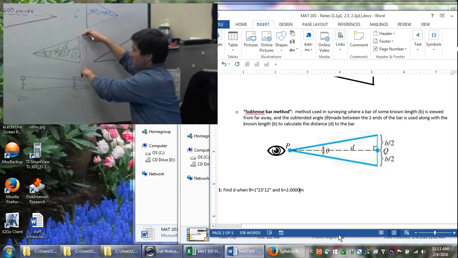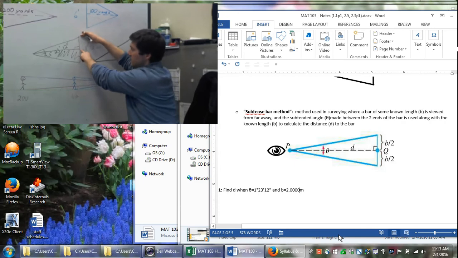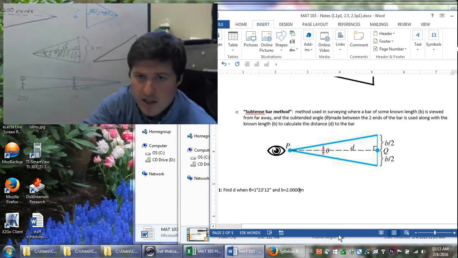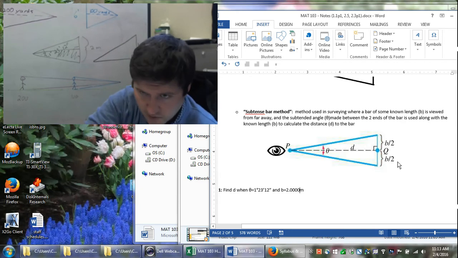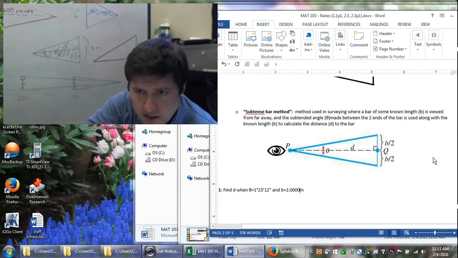So we've identified our right triangle. We've got this center line here that splits our bar into 2 equal pieces. So if our bar was 2 meters, how much is each one of those pieces? Well, they've each got to be 1 meter.